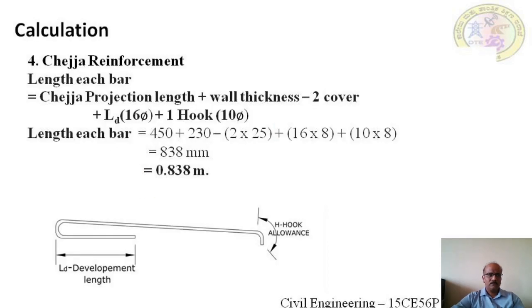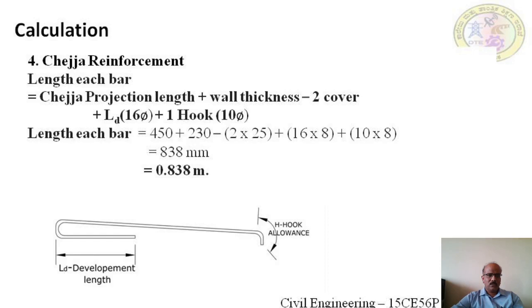Now, the Chaja reinforcements. There are 2 types of reinforcement in Chaja. One is the main Chaja bar, the Chaja reinforcement, and the other is the distribution bar. The length of each bar, the Chaja main reinforcement, is equal to Chaja projection length plus wall thickness minus 2 covers plus Ld, that is the development length, which I have taken as 16 pi, plus 1 hook allowance. At the end, 1 hook is provided, hook allowance.